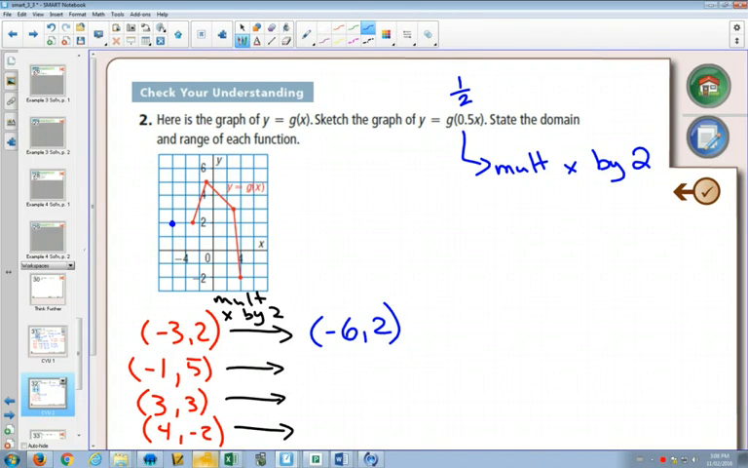What's going to happen to negative 1 comma 5? It's going to change to negative 2 comma 5. 3 comma 3 is going to become 6 comma 3. And 4 negative 2 is going to become 8 negative 2. And when we join these lines up, can you see it's been stretched away from the y-axis by a factor of 2?